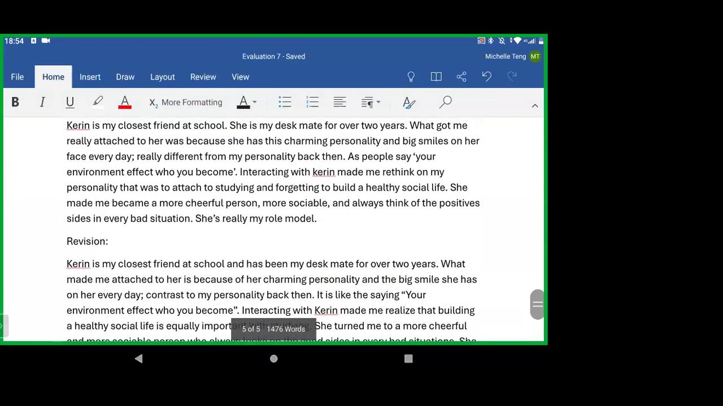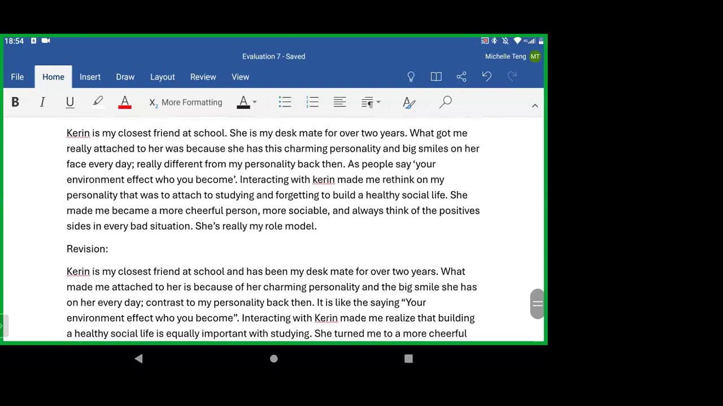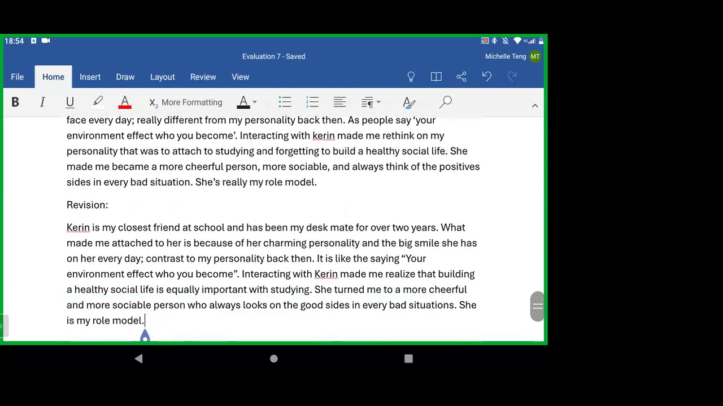Okay, so we have a semicolon. "Contrast to my personality back then," originally "really different from my personality back then." I changed it to shorten from "really different" to "contrast." Contrast means really different. In contrary, in contrast, contradictory, everything that's "contra" is different, meaning the polar opposite, really different. That's why we are saying "contrast to my personality back then."